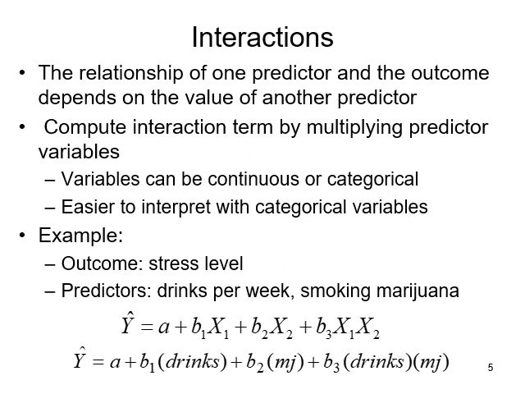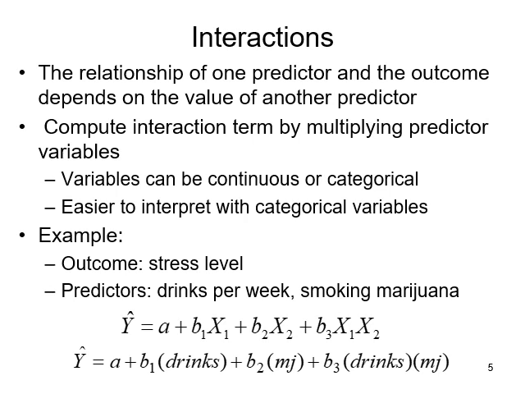So again, we can also look for interactions. The relationship of one predictor and the outcome depends on the value of another predictor. And again, this is above and beyond the individual predictive power of those 2 predictors. We compute the interaction term simply enough by multiplying the 2 predictor variables. So variables can be continuous or categorical, and it's often easier to interpret with a categorical variable. But remember, if we're talking about a categorical variable in multiple regression, we're talking about a dichotomous variable, so two levels. So for example, we might look at drinks per week and smoking marijuana on stress level.